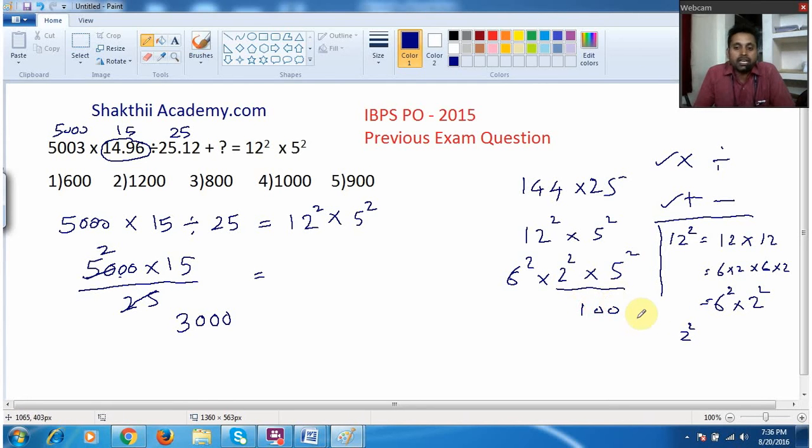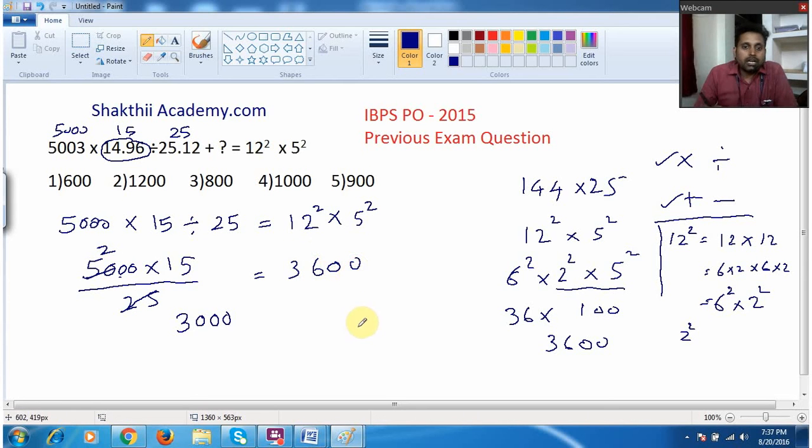So I am making my calculation very easy. And then this is nothing but 6 square. 6 square is nothing but how much you get? 36. Now this 36 into 100, what do you get? 3600, correct? So you will get 3600. Now what I'm going to do is I'm going to substitute here. So 12 square into 5 square is nothing but how much you get?